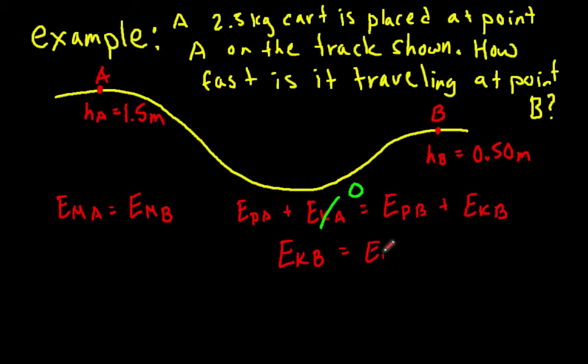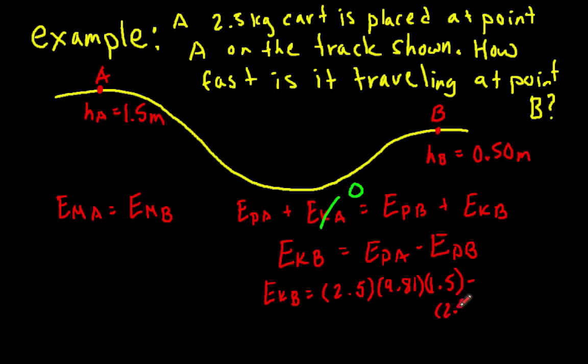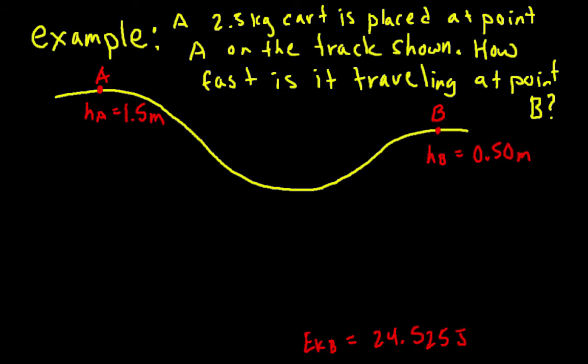Rearranging, we can find the kinetic energy at point B equals the potential energy at A minus the potential energy at B. So the kinetic energy at B is the potential energy, which is mgh, which is 2.5 times 9.81 times 1.5 for point A, minus mgh for B, which is 2.5 times 9.81 times 0.5 for point B. This gives us a kinetic energy at point B equal to 24.525 joules.